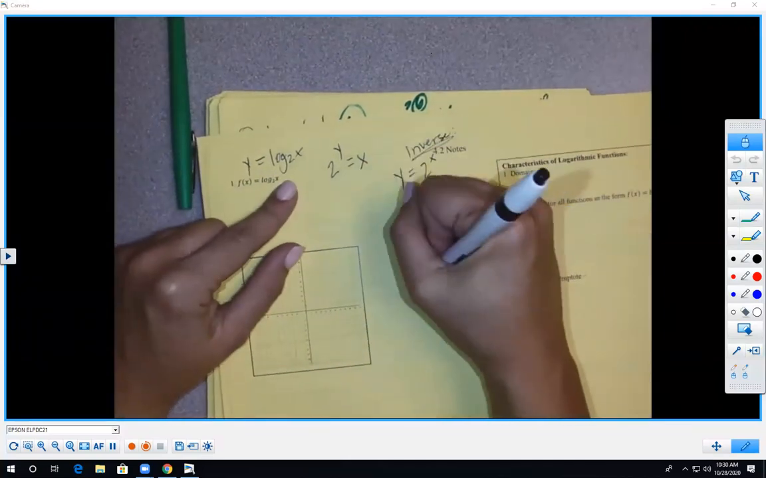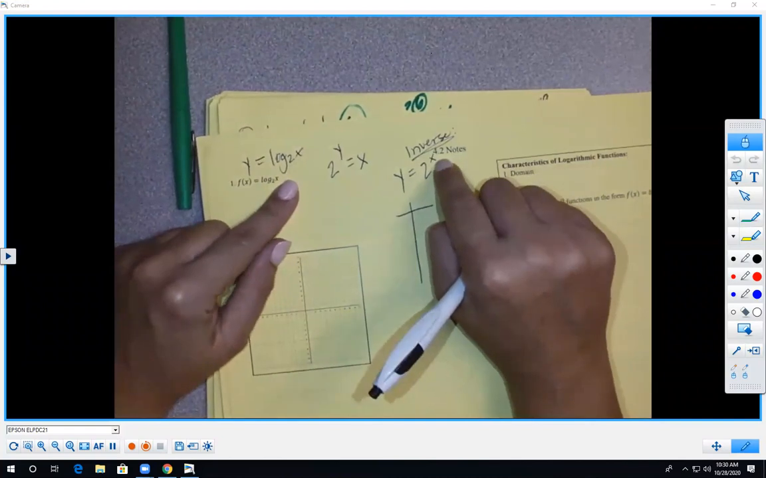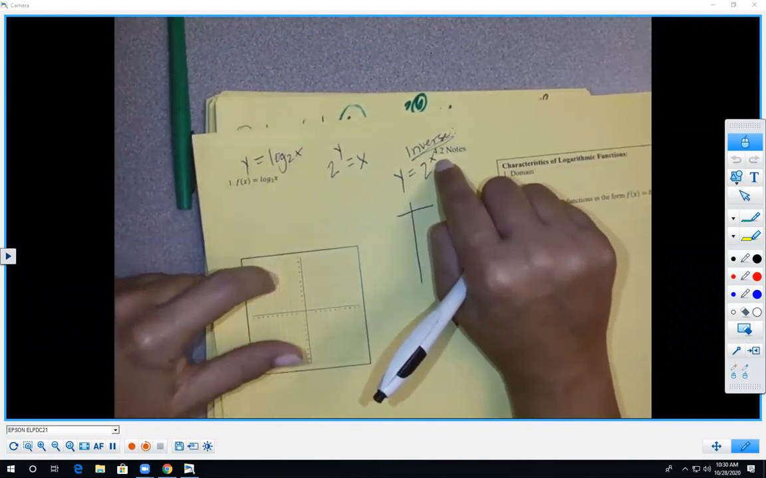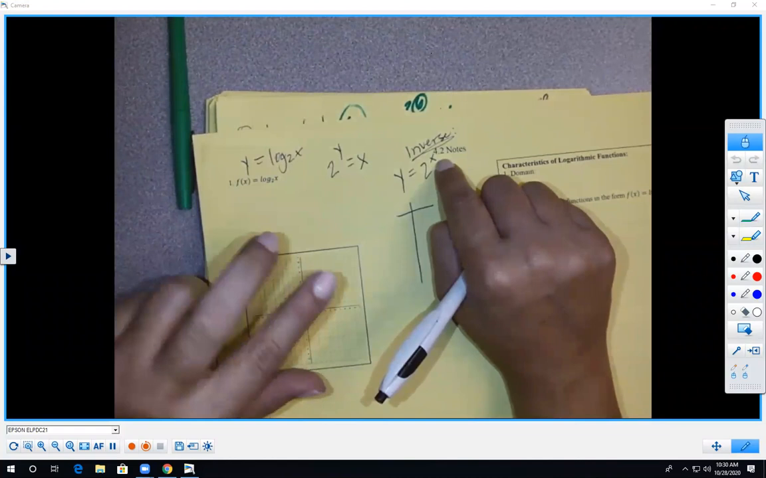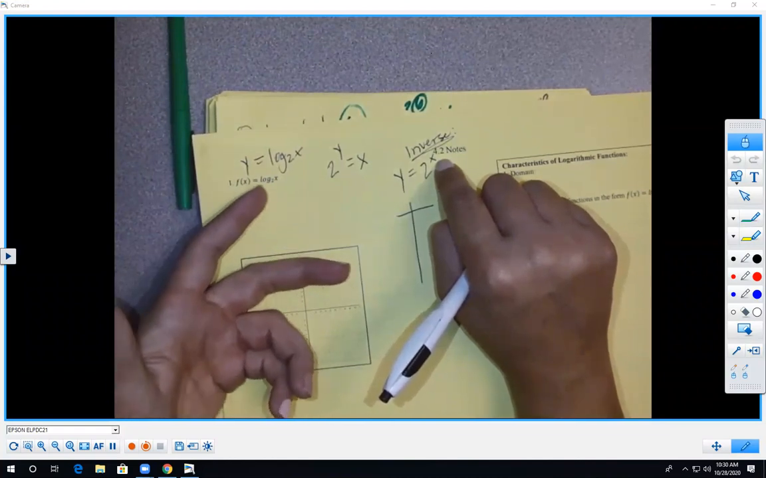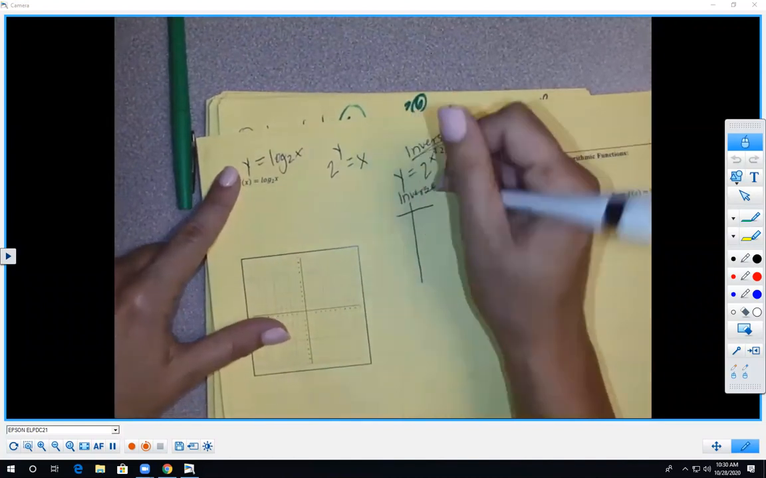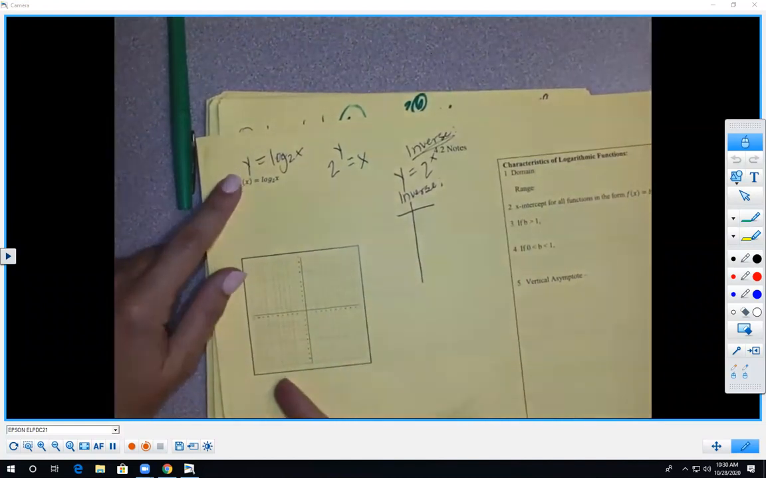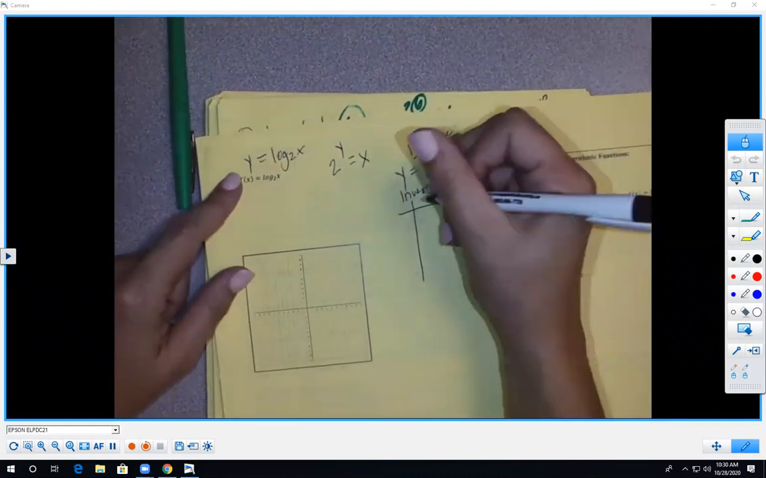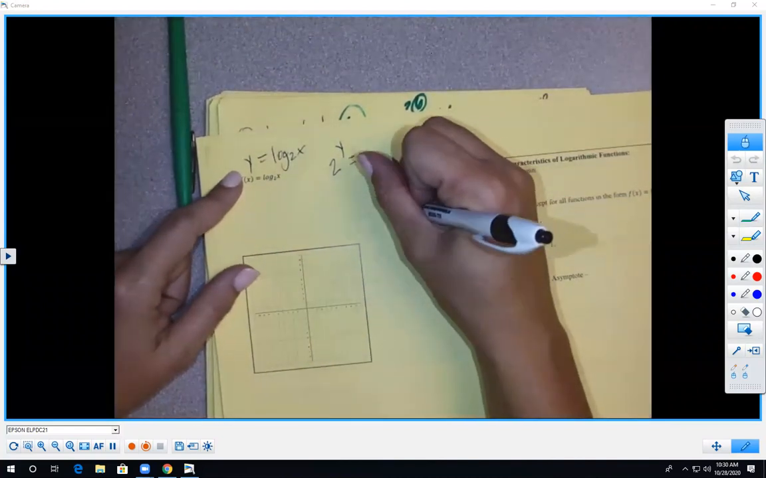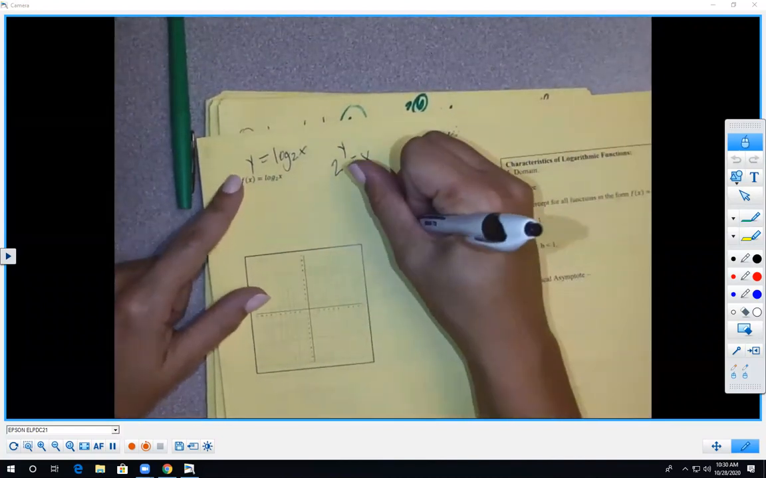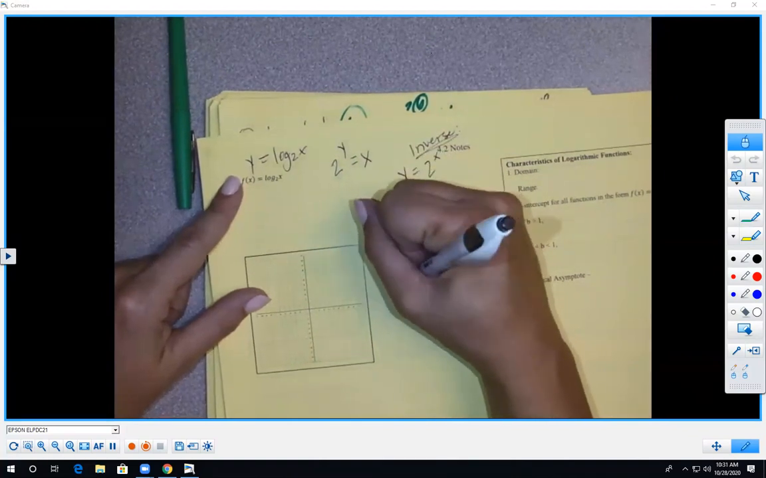If I made a table of values for my inverse, how would I find the table of values for my log? Just switch the x and y and solve for y. So let's make a table of values for the inverse first, and then we're just going to flip them to actually get the table of values for the log. Okay, so this is my x, this is my y. Let's do -2, -1, 0, 1, 2.